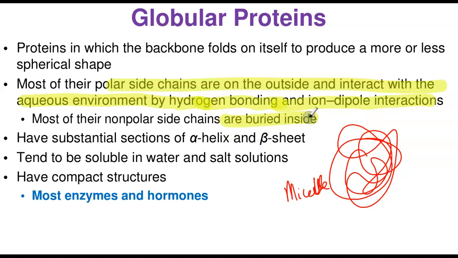Of course, they have substantial portions of both the alpha helix and the beta sheet, and they tend to be soluble in water. This usually represents the structure of most enzymes and hormones, because most enzymes and hormones are found in the cell, and they need to fit into the cell. That's why their nature gives them that globular shape. And because they work in an aqueous environment, they want to interact well, forming this micelle. So this is exactly what you see for the enzymes. Most enzymes and hormones are globular proteins.